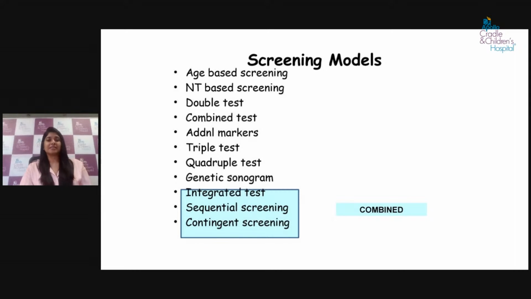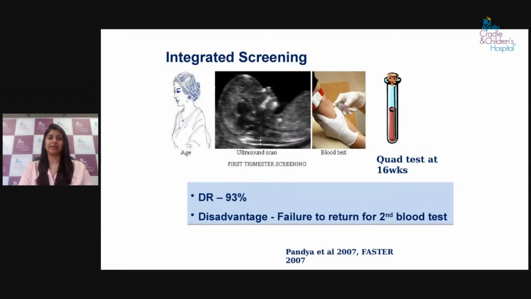Which, like I've already discussed, we finished the triple and quadruple. Let's talk about the combined, which is integrated testing, which includes sequential screening and contingent screening. Integrated screening is where age is considered, ultrasound first trimester screening is considered, blood test is considered, along with that, a quad test at 16 weeks.